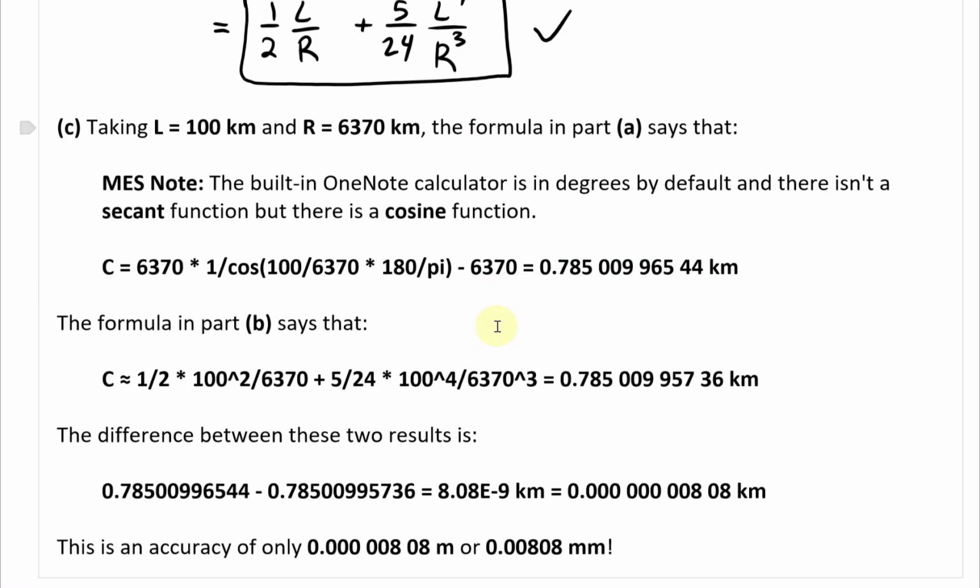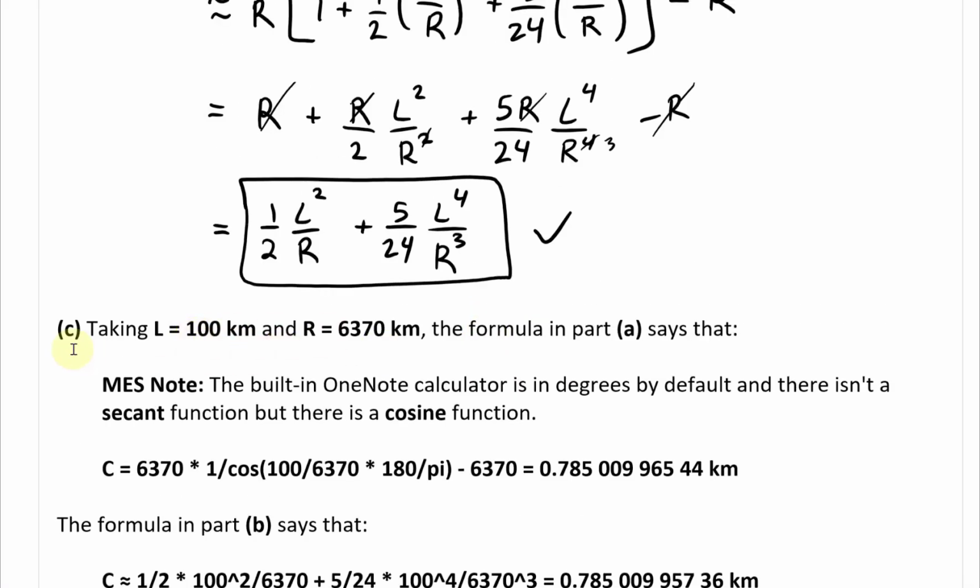All right, here we're going to do similar as before. I'm just going to do a bunch of calculations. So taking L equals 100 kilometers and R equals 6,370 kilometers. The formula in part A says that. And just a note, the built-in OneNote calculator that I'm using right now is in degrees by default, and there isn't a secant function, but there is a cosine function. So I'll have to do 1 divided by a cosine for all of the secant functions.